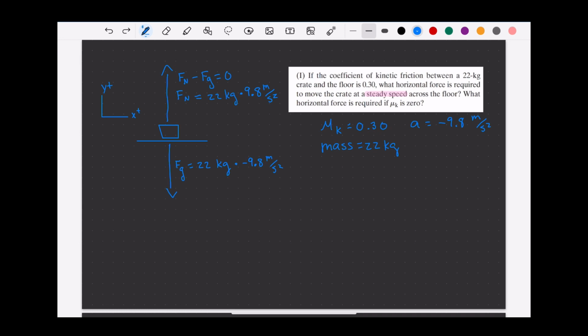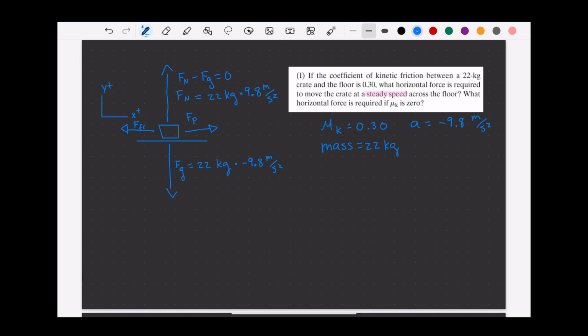Now, if we have some applied force in the positive direction, some applied force that we have not calculated yet, it's going to have to balance and completely counteract the friction force in our negative x direction. But we know how to calculate friction force really quickly, so that's going to tell us what our applied force has to be.